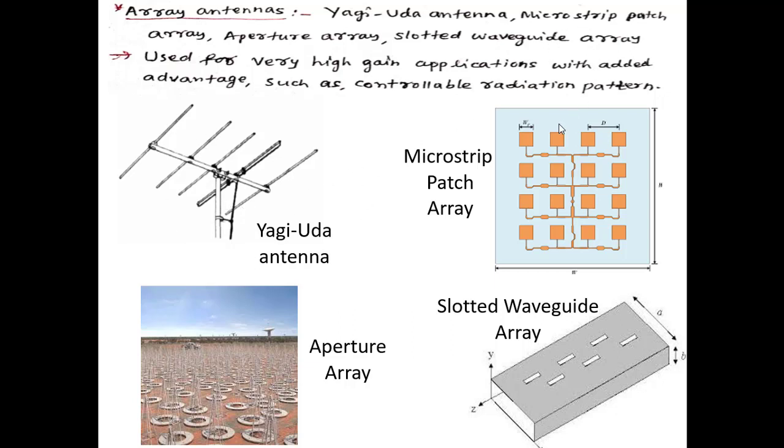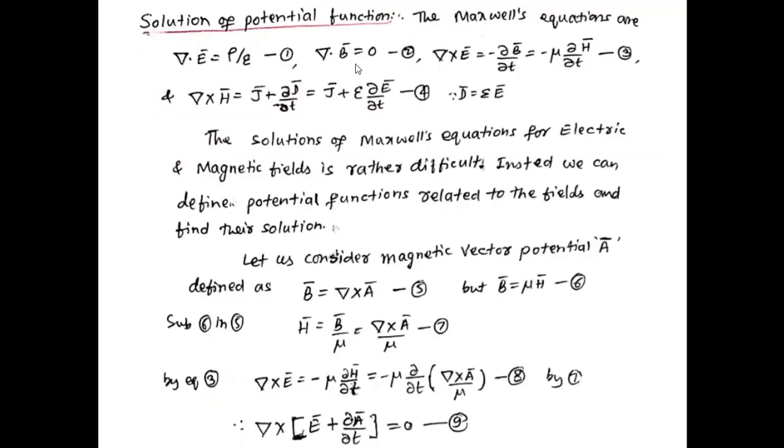Next one is microstrip patch. There are different microstrip antennas connected in series or in parallel, and aperture arrays. Next one is slotted waveguide. The slots are made on the waveguides used for very high gain applications with added advantages such as controllable radiation pattern. So next of the syllabus is solution of potential function.